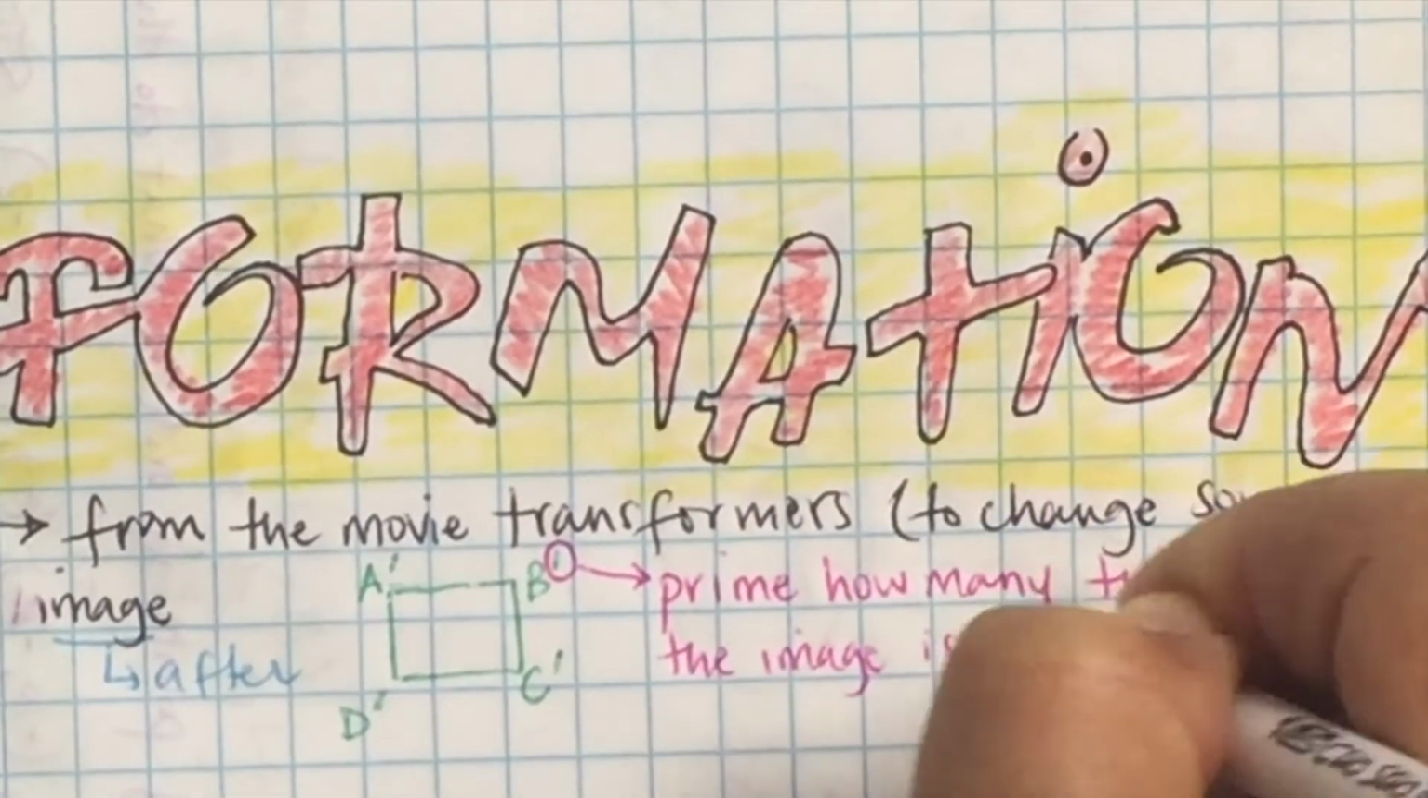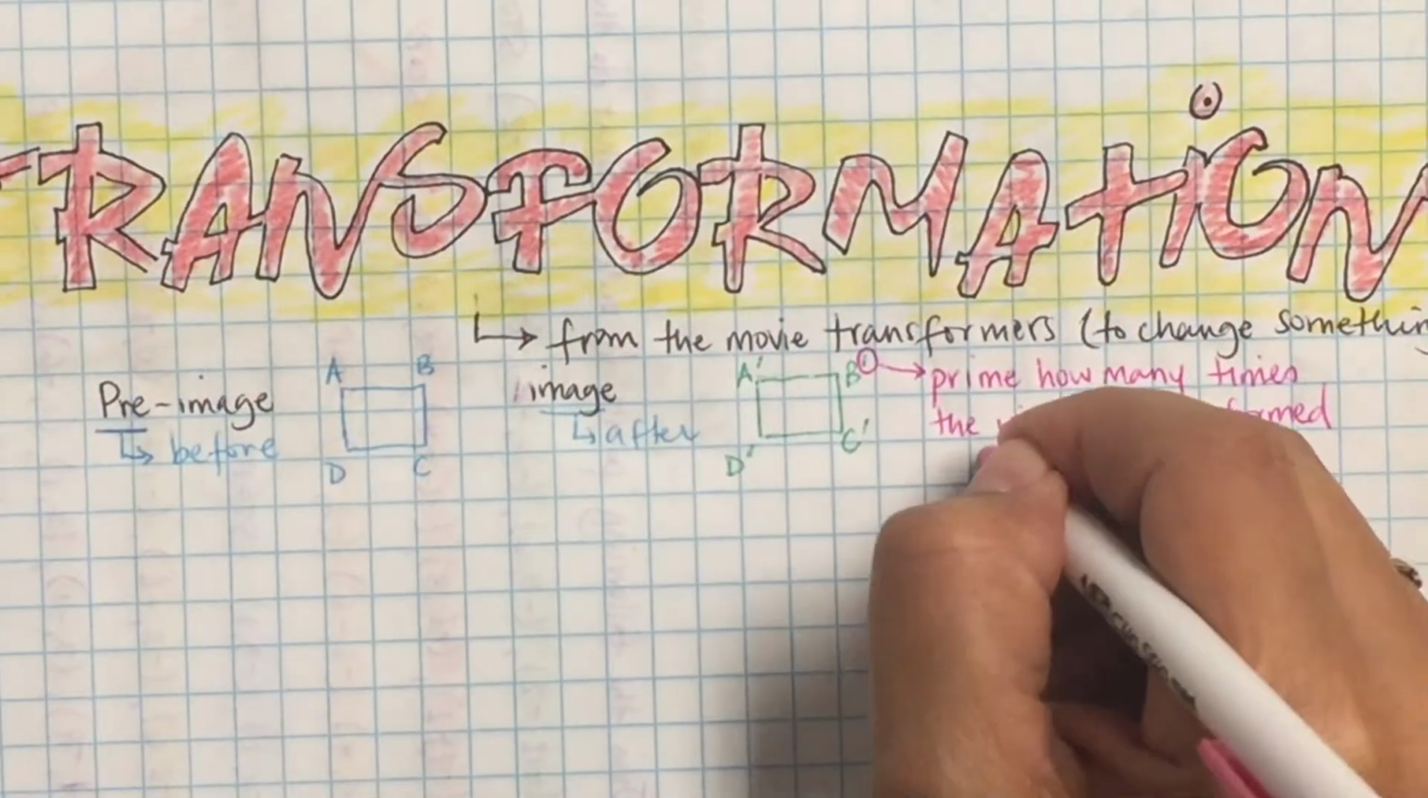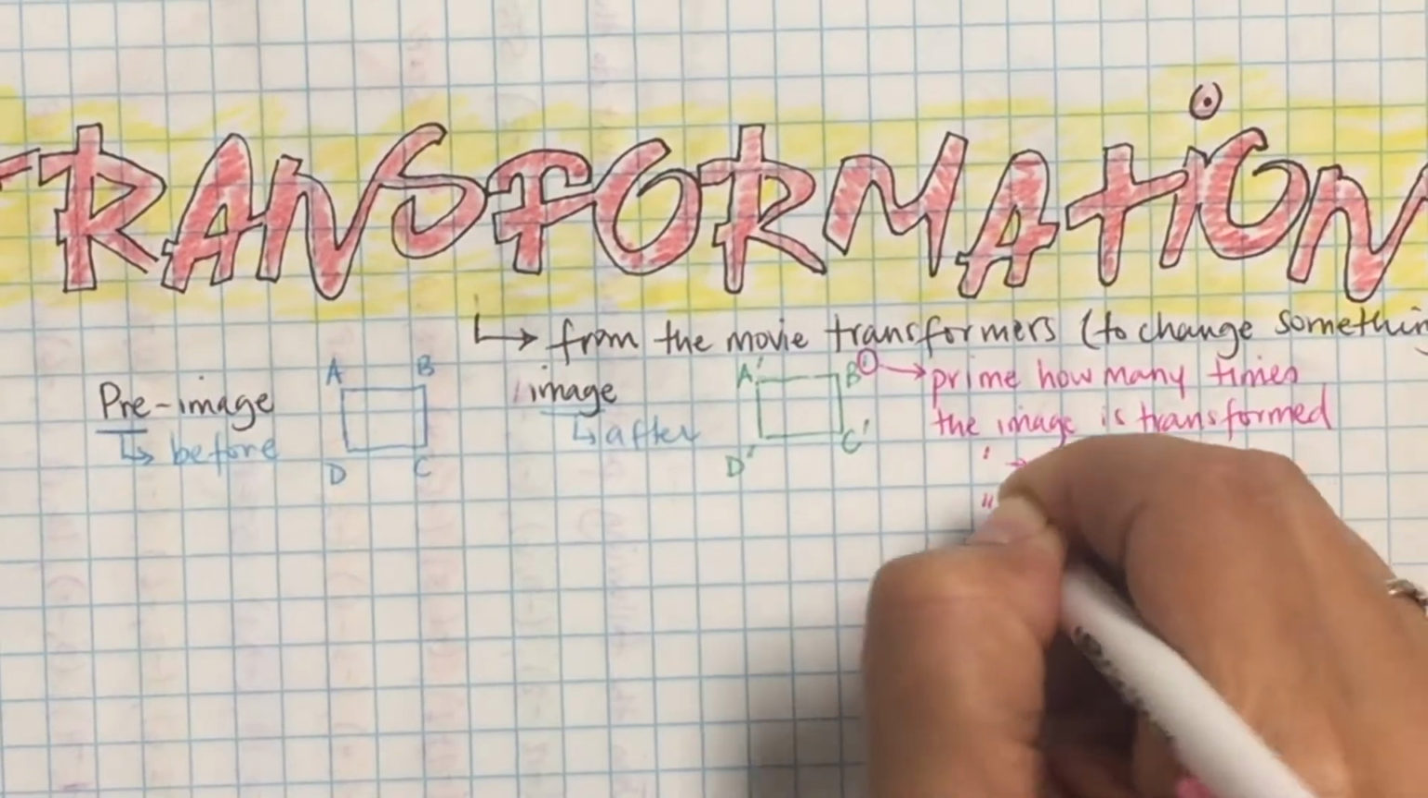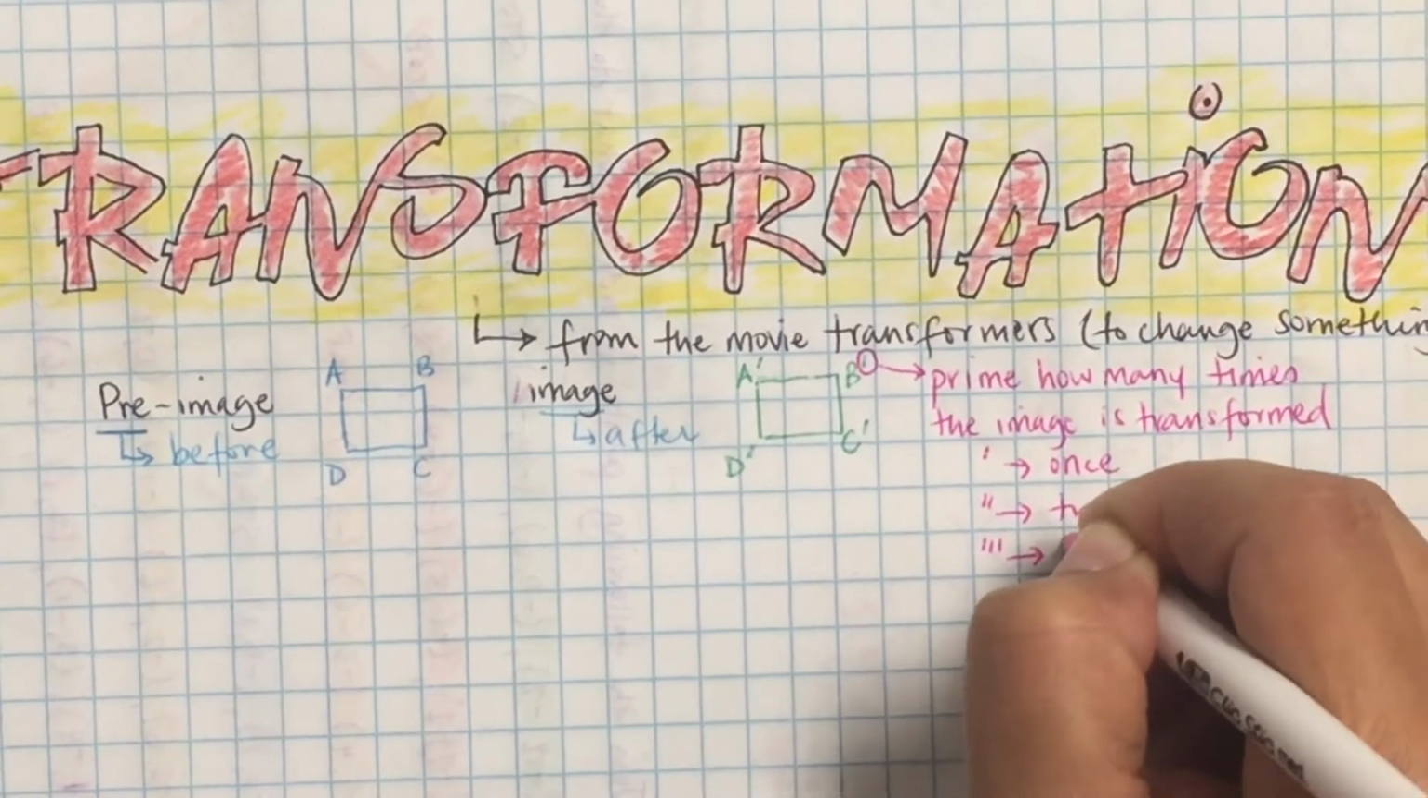This is a listening check. Put a box around the word prime. If you have one prime, it means once. If you have two, it's twice. And if you have three, it's three times.